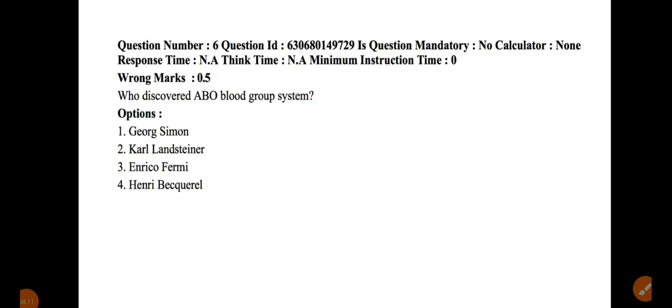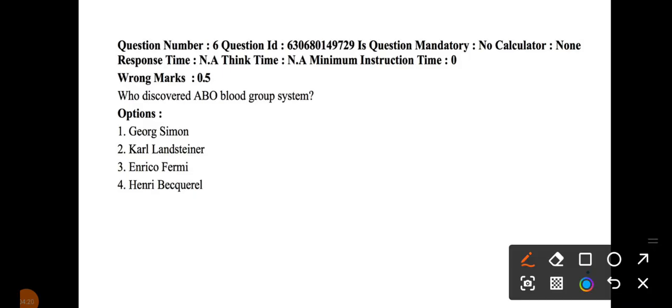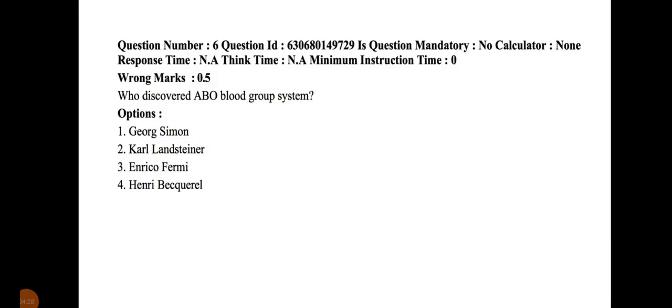Okay, the next one: who discovered the ABO blood group system? Oh, that is a very basic question. So who discovered that one? That is Carl Landsteiner, right? So Carl Landsteiner discovered the ABO blood group system, right?